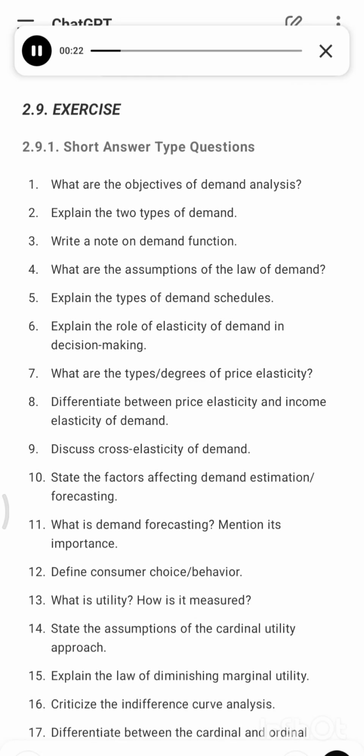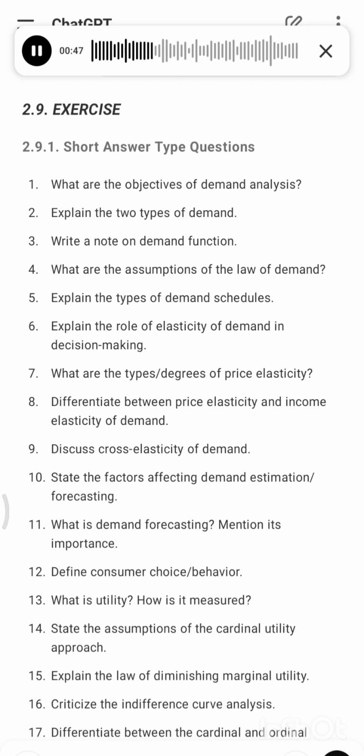7. What are the types and degrees of price elasticity? 8. Differentiate between price elasticity and income elasticity of demand. 9. Discuss cross-elasticity of demand. 10. State the factors affecting demand estimation and forecasting. 11. What is demand forecasting? Mention its importance. 12. Define consumer choice behavior. 13. What is utility? How is it measured?